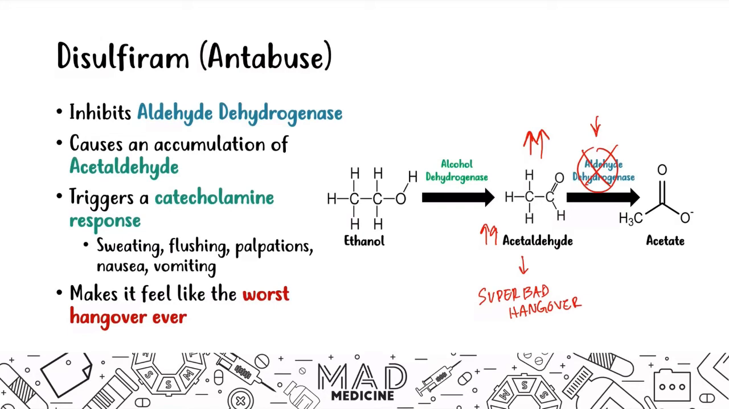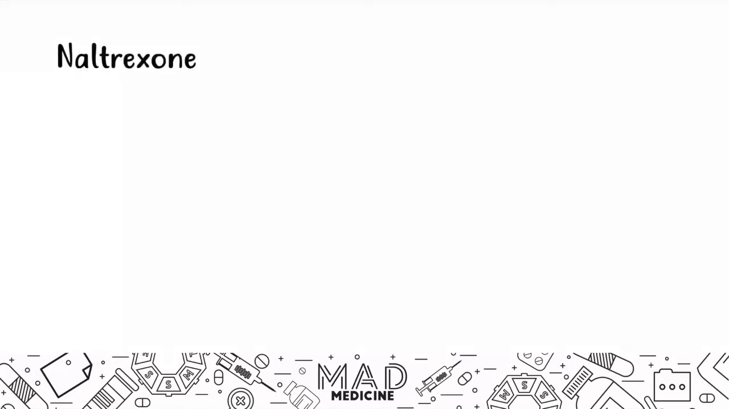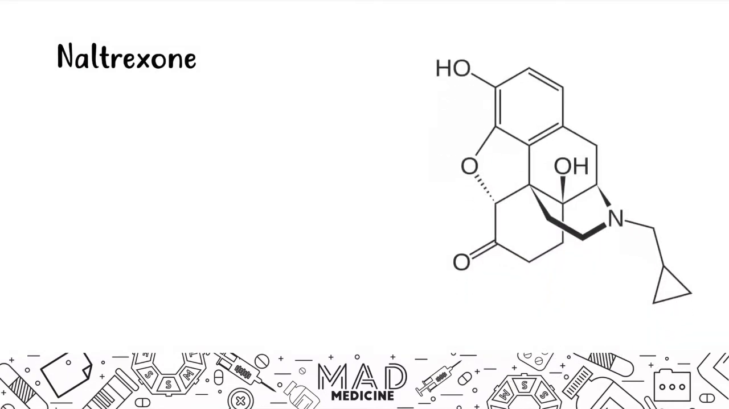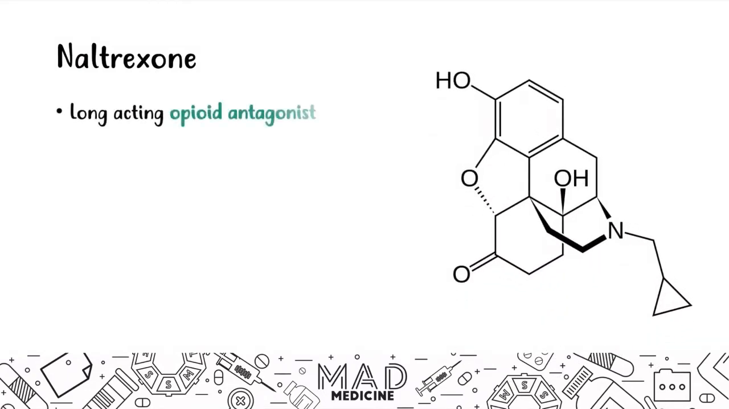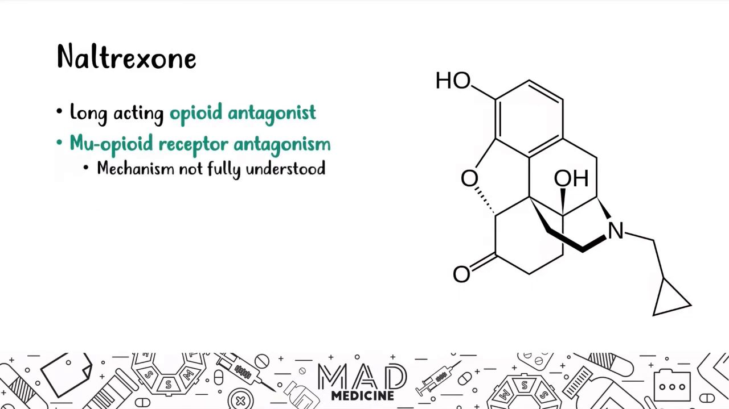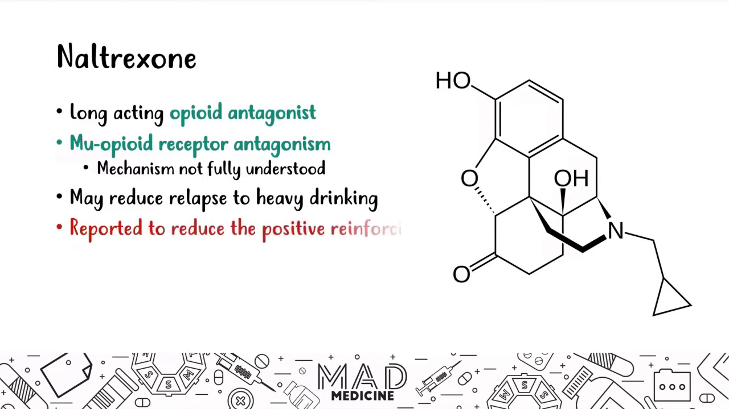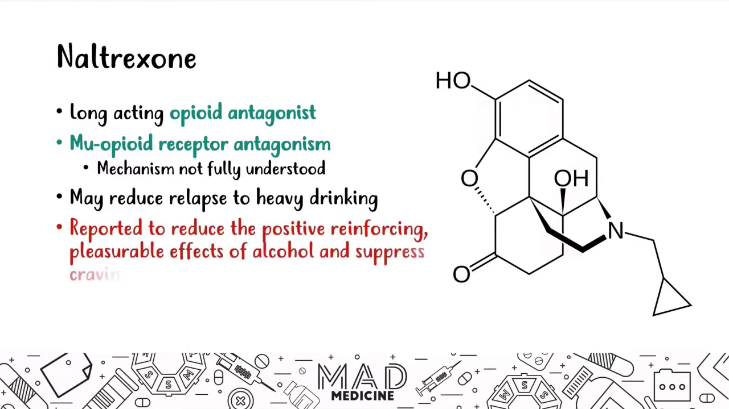Now, the second drug that we're talking about was naltrexone. Naltrexone is a long-acting opioid antagonist. Mainly, it is a mu receptor antagonist. Now, the mechanism for this is not fully understood, but what we do know is it may help reduce relapse to heavy drinking, and it's reported to reduce the positive reinforcing, aka the pleasurable effects of alcohol, and suppress its cravings by acting as a receptor antagonist. Okay, so that is what naltrexone is.